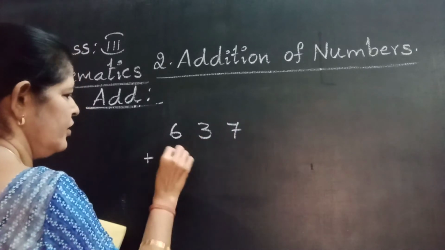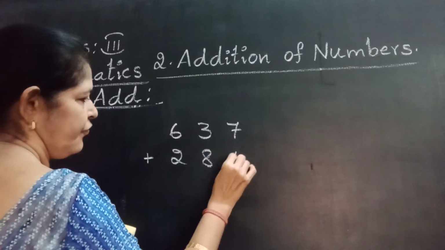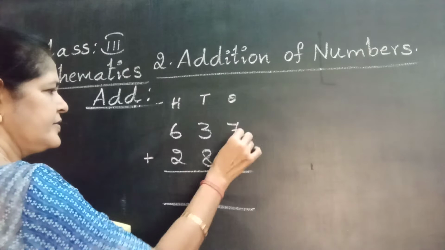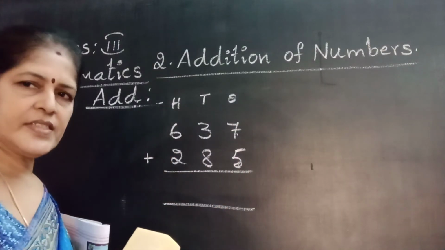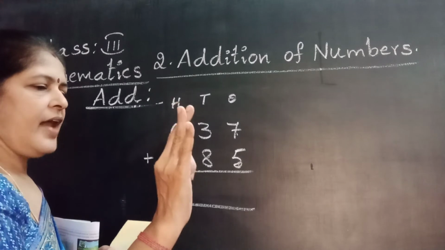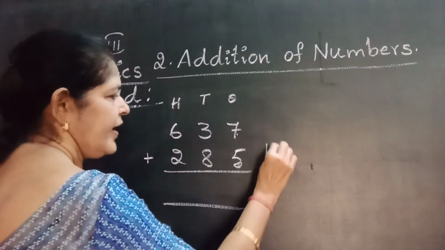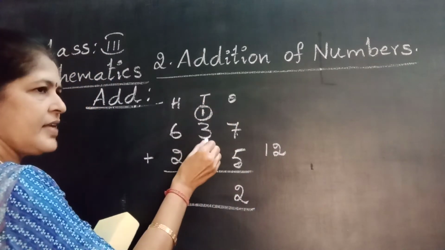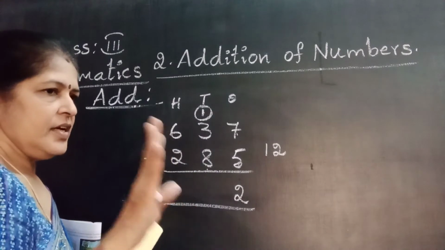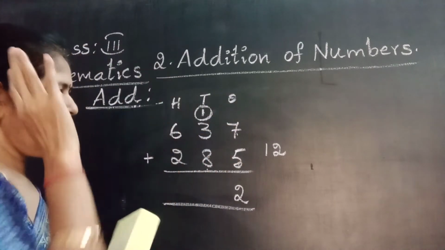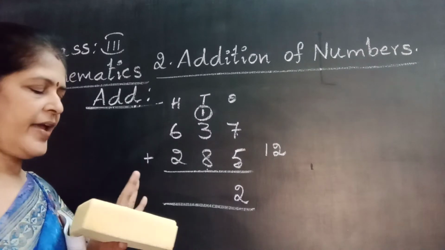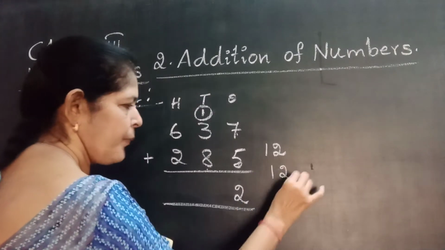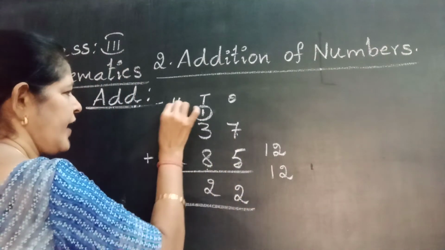637 plus 285. Here also start from ones place. 7 plus 5, take 7 fingers, 5 after, 6, 7, 8, 9, 10, 11, 12. Again, regrouping. 2 right here, 1 carry forward. 1 plus 3, 4. 4 plus 8, 4 in the mind, take 8 fingers, 4 after 5, 6, 7, 8, 9, 10, 11, 12. Again, regrouping. 2 right in the tens place, 1 carry forward.